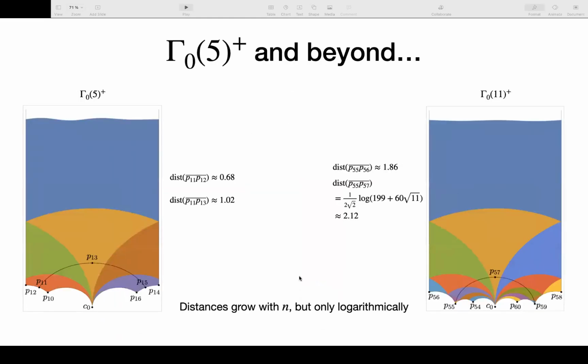So if you look at higher level congruent subgroups, the distance along these arcs here at the bottom boundary does grow with n, but only logarithmically. The specifics of all of these cases are not really interesting, but you do see a growth with n. So the question then is, can we realize any n in string theory?